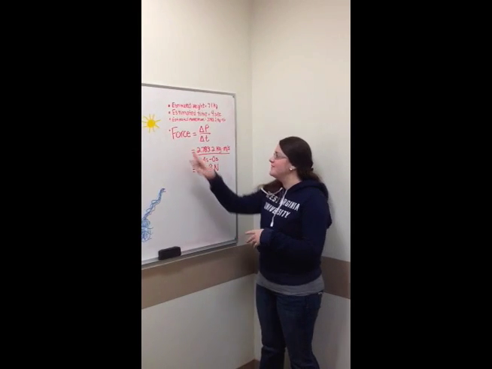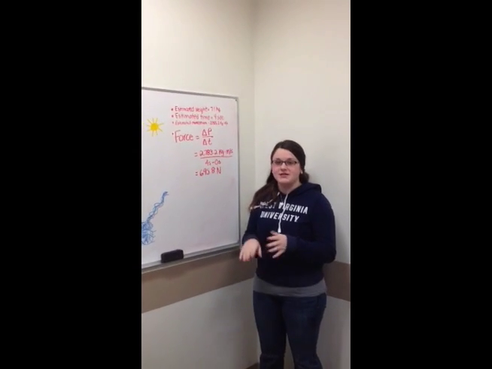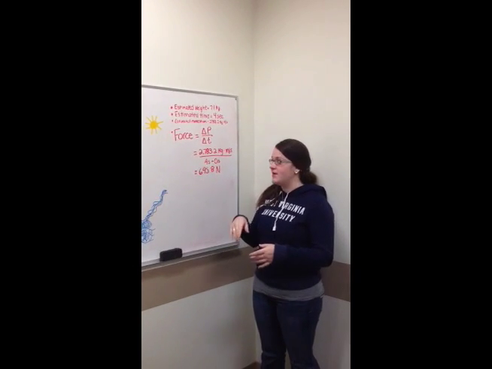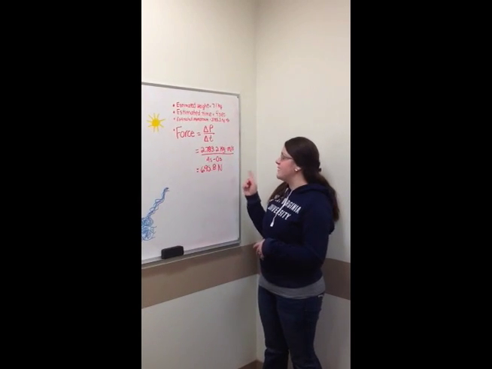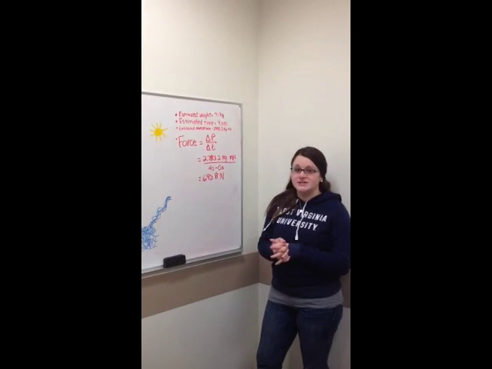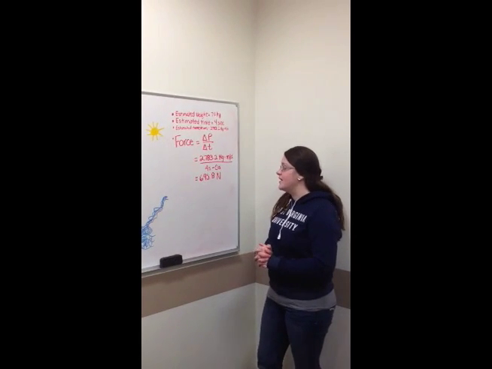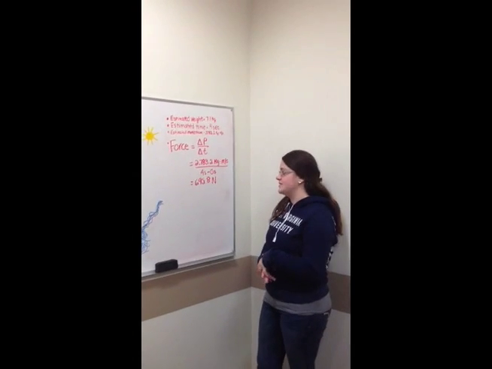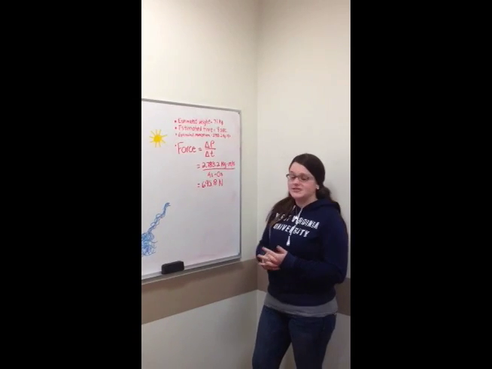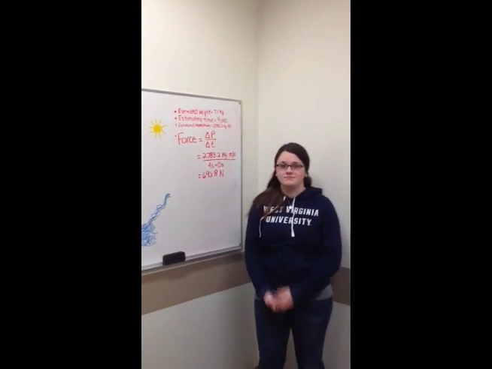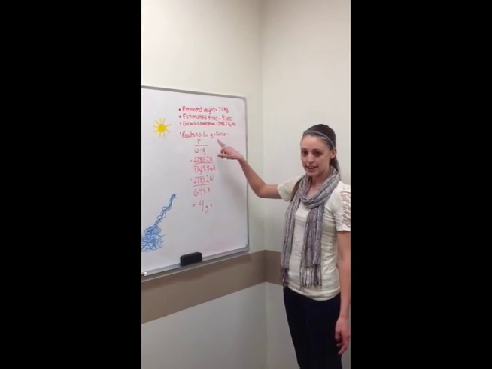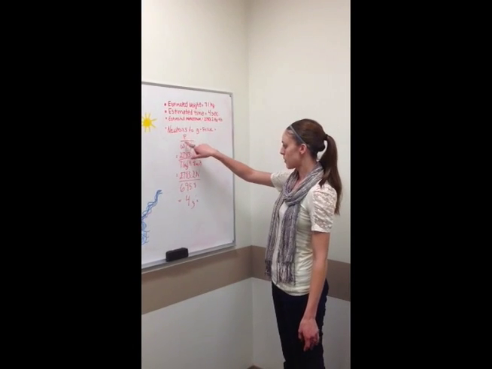Okay, next we had to find force. Force equals the change in momentum over the change in time. We plugged in the information we found in prior equations, and we used the change in momentum to be 2,783.2 kilograms times meters per second divided by 4 seconds minus 0 seconds, which equals 4. After dividing those two, we get a final force of 695.8 newtons.